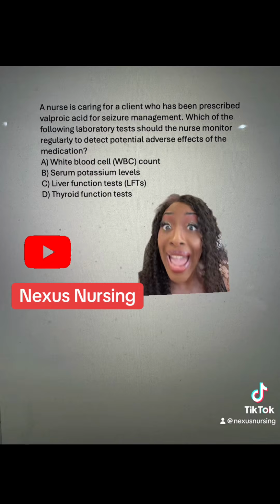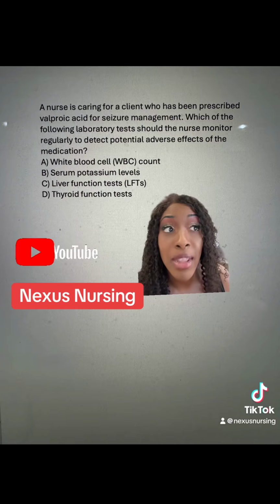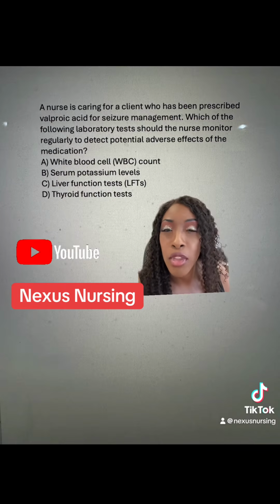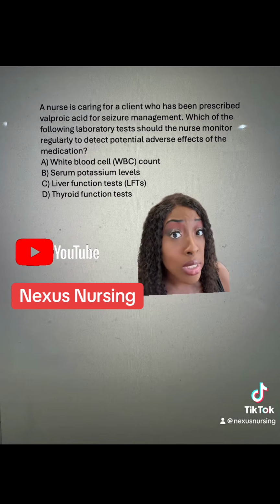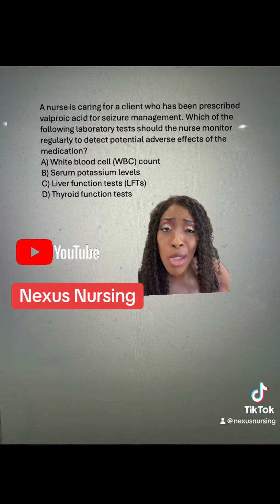We warn them. Adverse effects are things that may possibly happen if the patient takes that medication, and you warn them: if you experience any of these, you have to let us know right away, because you're going to expect the healthcare provider to either change the dosage or maybe augment the medication somehow. So anyway, we're talking about adverse effects of valproic acid, which is, again, an anticonvulsant agent.